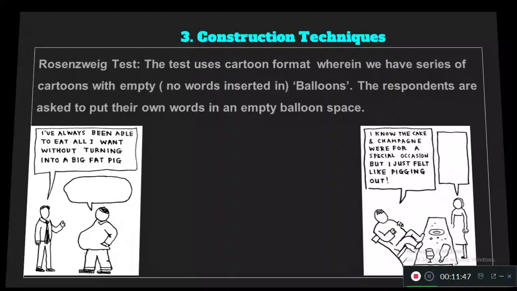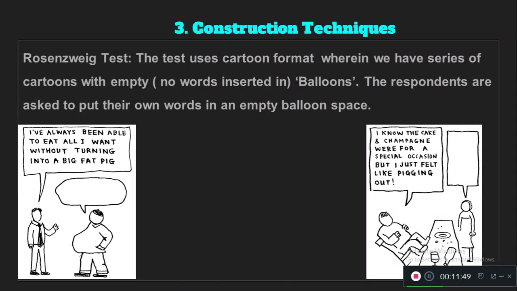The next one is the Rosenzweig test. Here the images are given in a cartoon format, with a series of empty boxes, empty balloons. The respondent is asked to fill in the dialogue related to the communication between the two people.